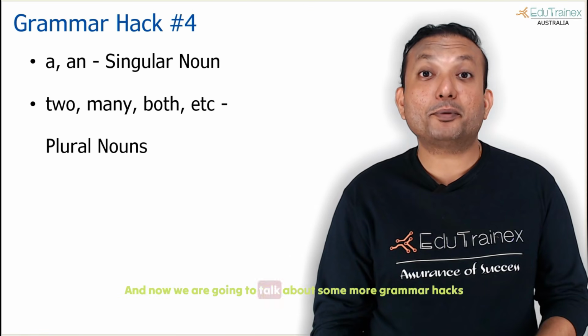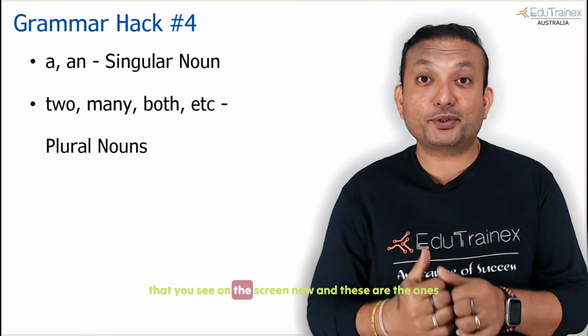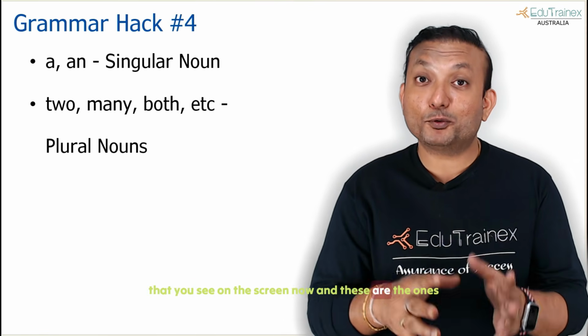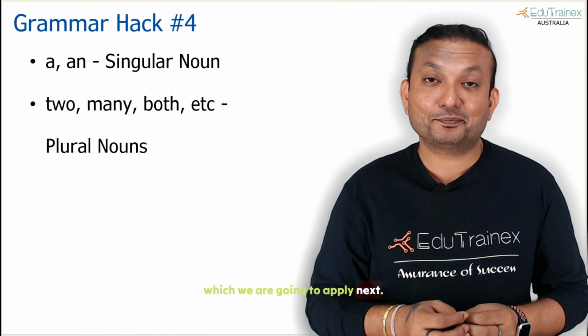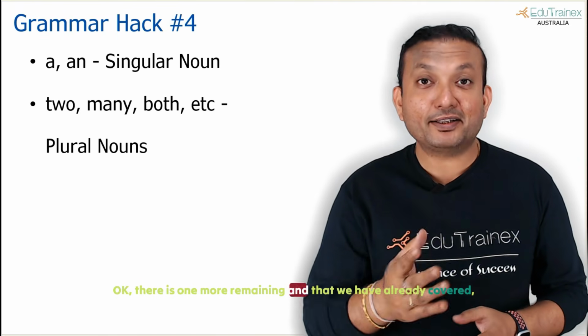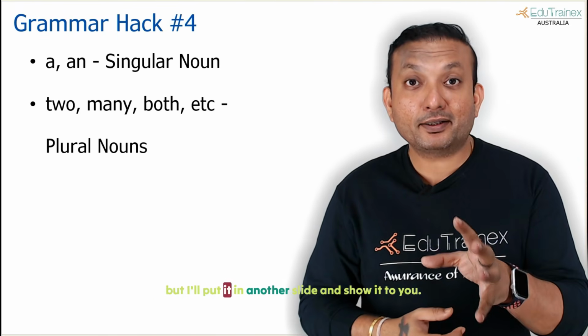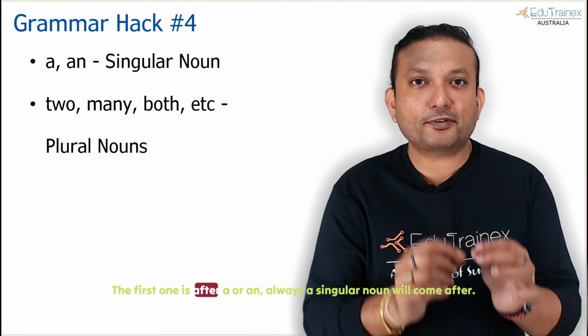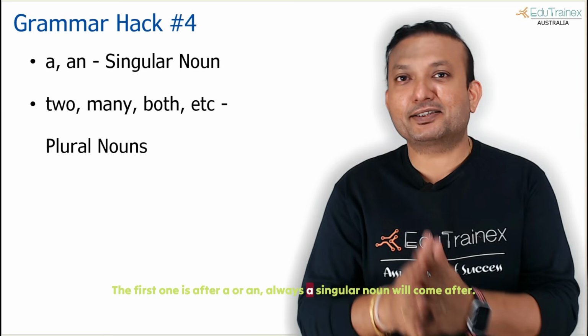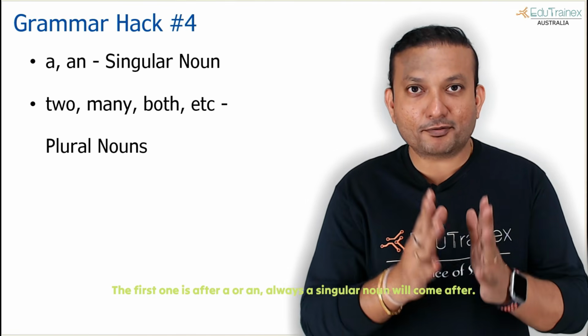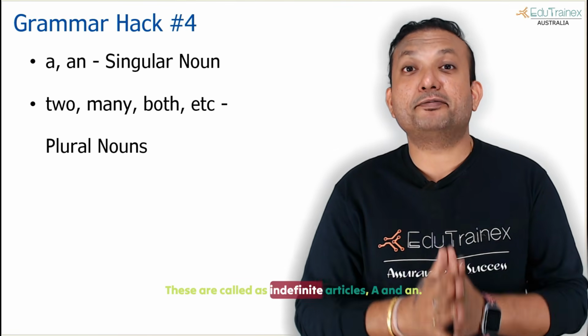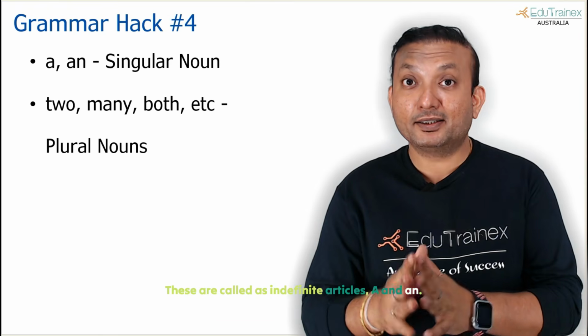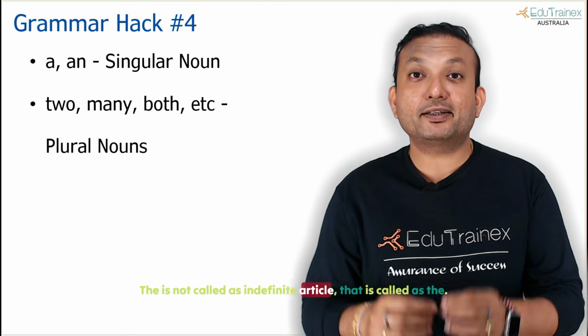And now we are going to talk about some more grammar hacks that you see on the screen. These are the ones which we are going to apply next. There is one more remaining that we have already covered, but I'll put it in another slide and show it to you. The first one is: after a or an, always a singular noun will come. These are called indefinite articles, a and an.